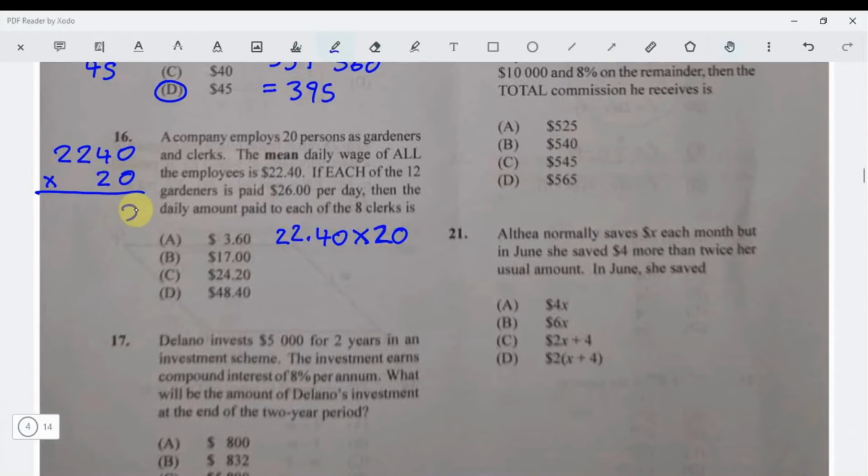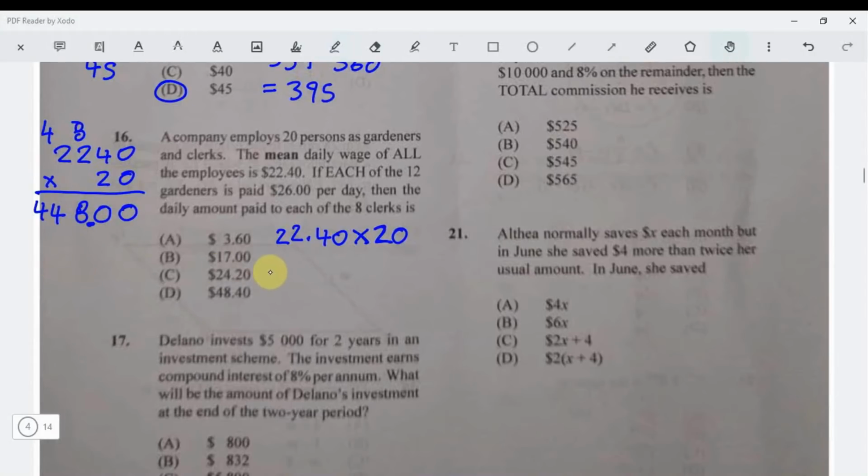20 times 0 is 0. 20 times 4 is 80, so I bring up 8. 20 times 2 is 40, plus 8 is 48, and I bring up 4. 20 times 2 is 40, plus 4, that's 44. And then I need 2 decimal places, so that's 448. That's the sum.